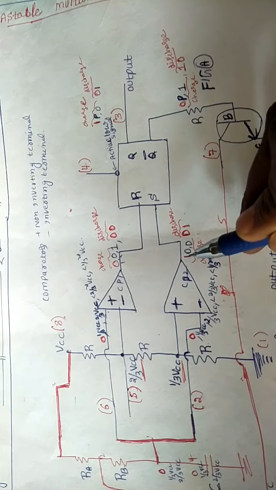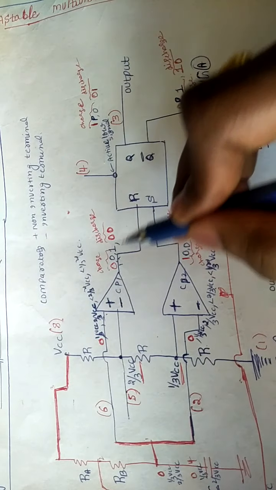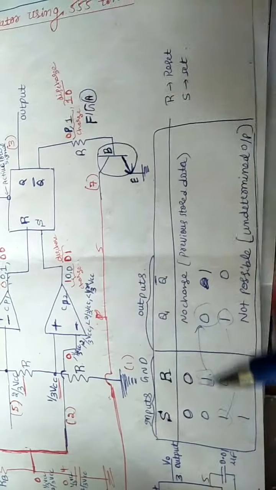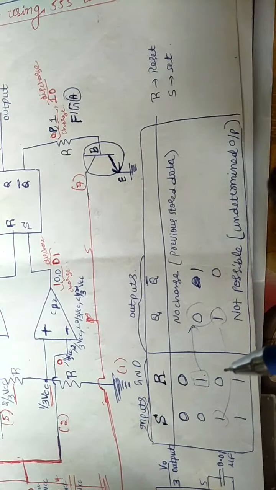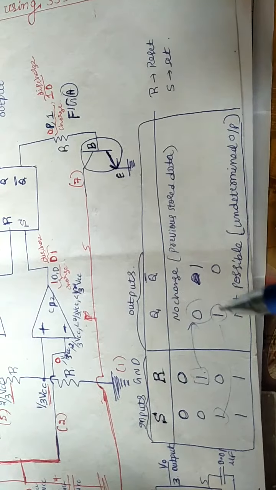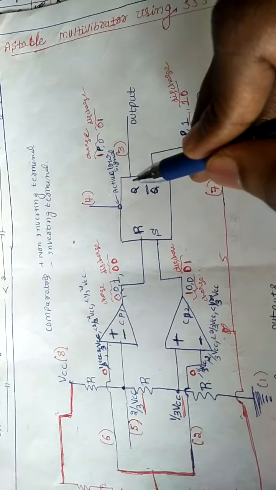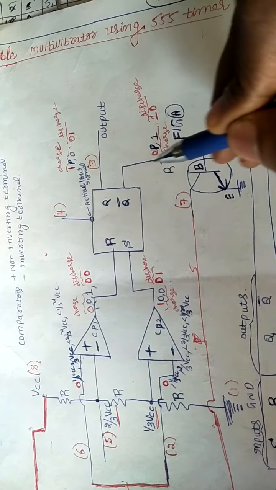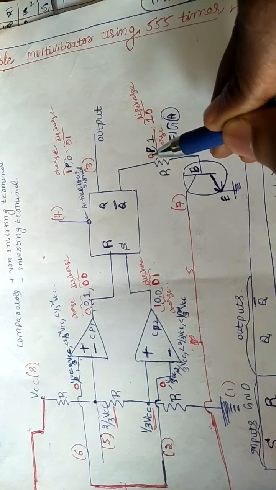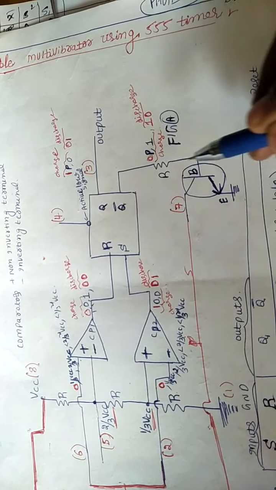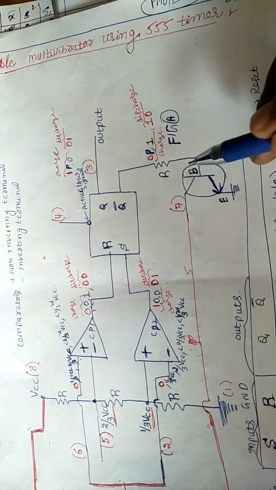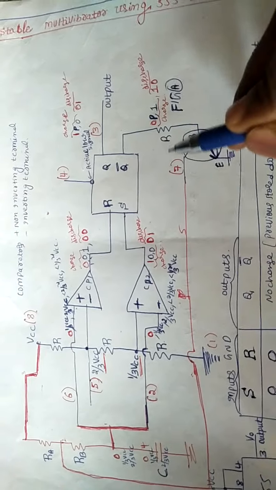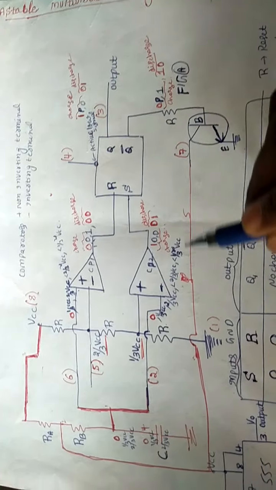This is the first case. So R is 0, S is 1. If R is 0 and S is 1, the output is 1 and Q bar is 0. Therefore the output is 1, I wrote in red pen, and Q bar is 0. If the base is 0, this transistor enters into the cutoff region. If the transistor enters into the cutoff region, this path won't be there.